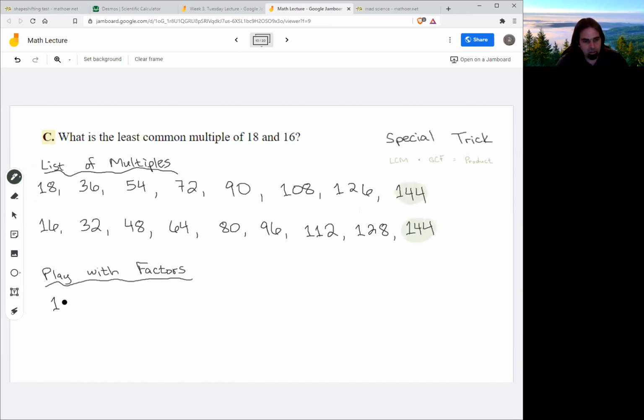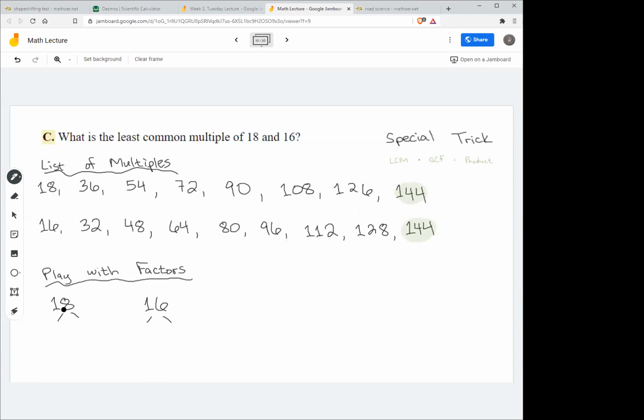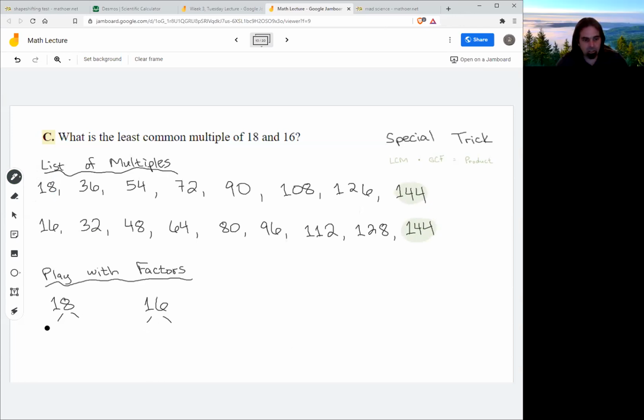Playing with factors, 18, 16. What do they have in common? 2. 2 times 9, 2 times 8. So I will take one of the 2's and say I like it, and the other 2 and say that one I have to hide. And then I list them all out. We have a 2, we have a 9, that one is hiding. We have an 8, 2 times 9 times 8 is 144.